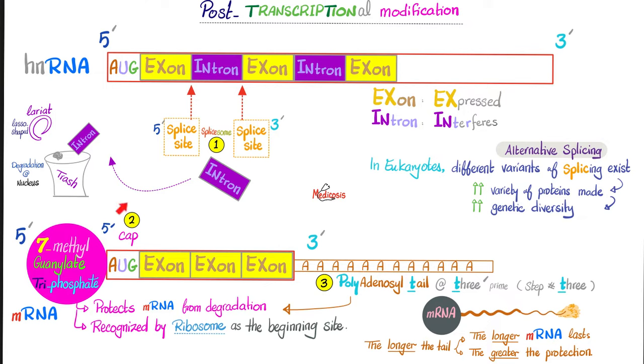Step number 2, add a cap at the 5' end. This cap is called 7-methylguanylate triphosphate. It is important because the ribosome will recognize the mRNA by the cap and will start reading from here, making methionine, the first amino acid. Step number 3 is the polyadenylyl tail, which also protects the mRNA.